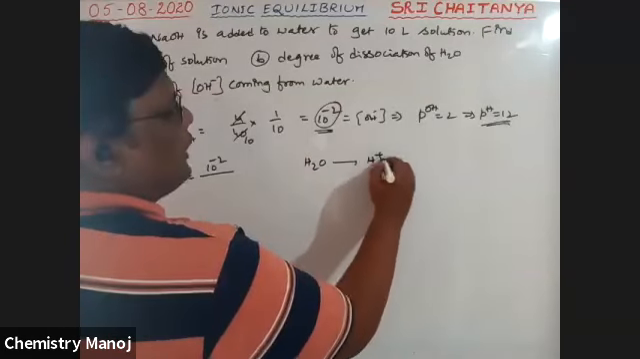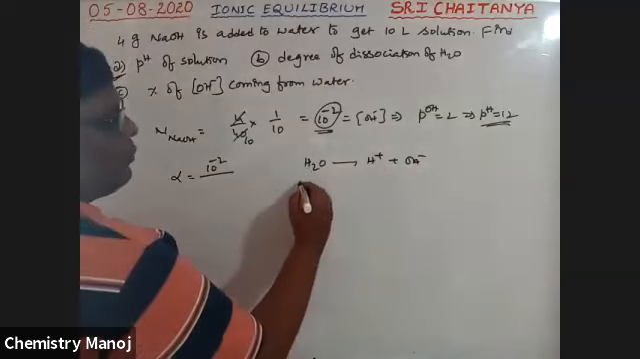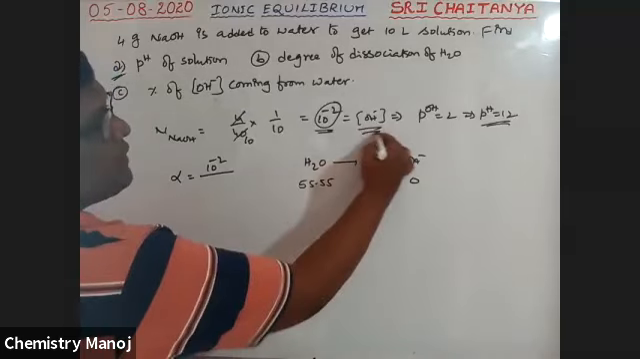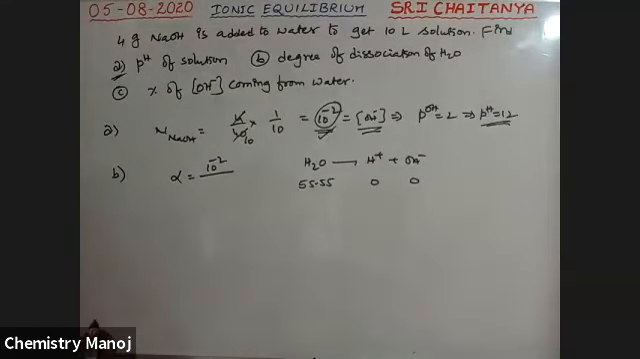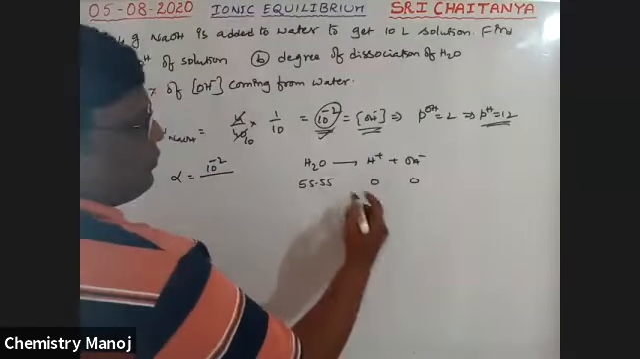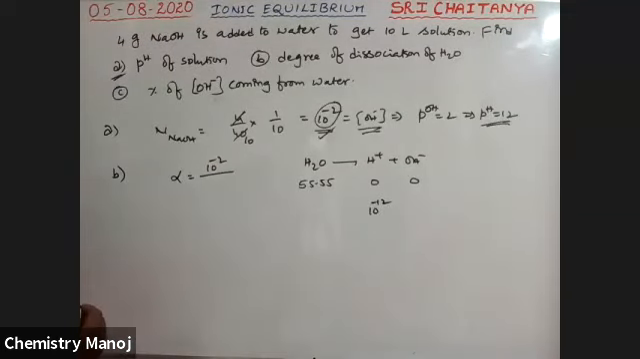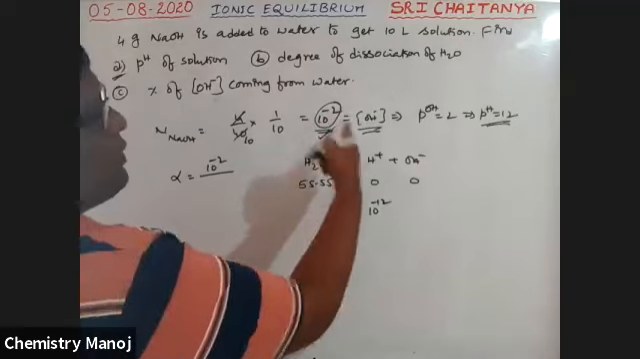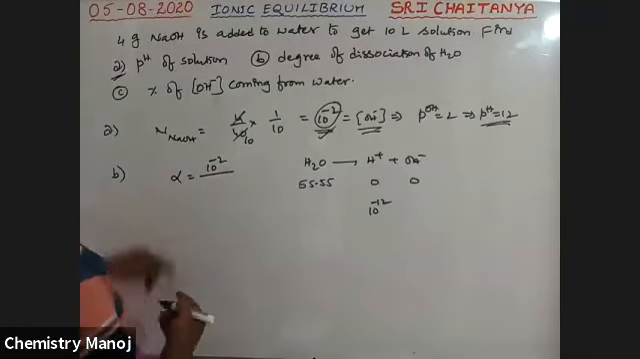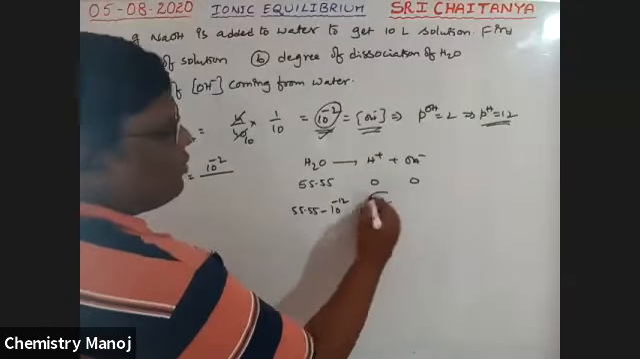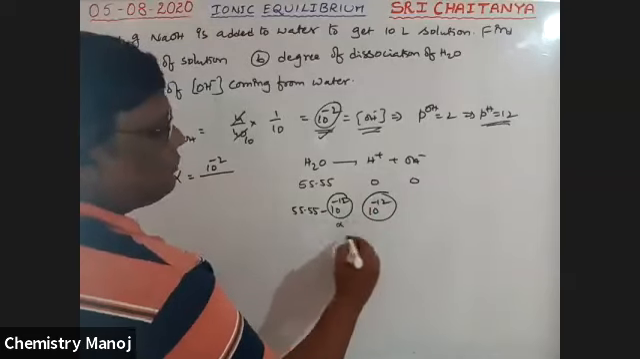H2O gives H plus and OH minus. Pure water molarity is 55.55. At the beginning, 0. But how much OH minus is coming out? 10 power minus 2 is coming out. So how much is the H plus? H plus is 10 power minus 12. 10 power minus 12 is coming out, because OH minus is 10 power minus 2, so H plus is 10 power minus 12. So therefore, 55.55 minus 10 power minus 12 is equal to this much. X, this is alpha, the X value.